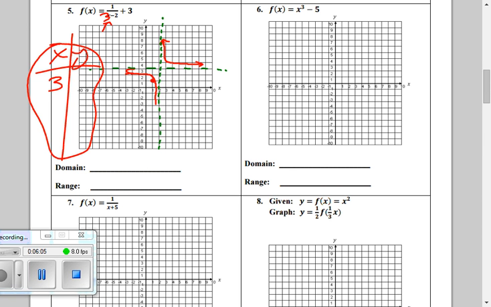All right, well, one thing that you can do is start with the parent function as I showed you, and then move everything, including the asymptote lines, in this case, 2 to the right and up 3. So I move my asymptote lines 2 to the right and up 3, just like I moved the function 2 to the right and up 3.